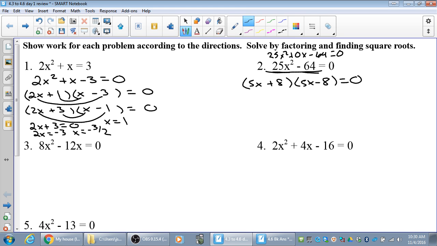Negative 40x, positive 40x. So now we have 5x plus 8 equals 0. Subtract 8, divide by 5. Negative 8 fifths. And over here we have 5x minus 8 equals 0. Add 8 and divide by 5. 8 fifths. So it's really plus or minus 8 fifths.